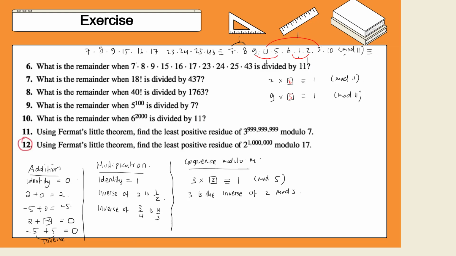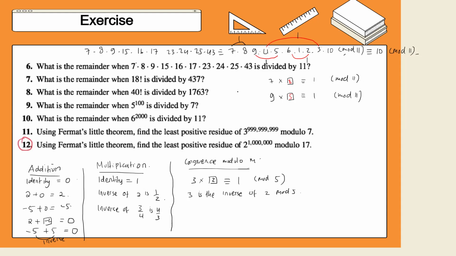So 1 times 1 times 1 times 1 times 1 times 10. So what remains is just 10 modulo 11. There you go. This is how we operate using inverse. And actually, the reason behind Wilson's theorem is also inverse. You can always find the pairs of inverses among these factorial numbers, and then you can reduce it like that. So it becomes -1 for Wilson's theorem.